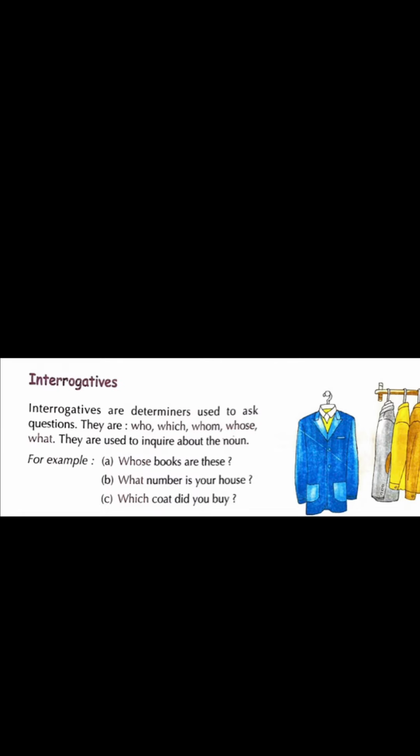Now let's understand interrogatives. Interrogatives are determiners which are used to ask questions. So when you say, who is that boy? Or you say, whose books are these? What number is your house? Which coat did you buy? Right? Other than that, you can even use words like whom, whose, who. So these are all interrogatives.